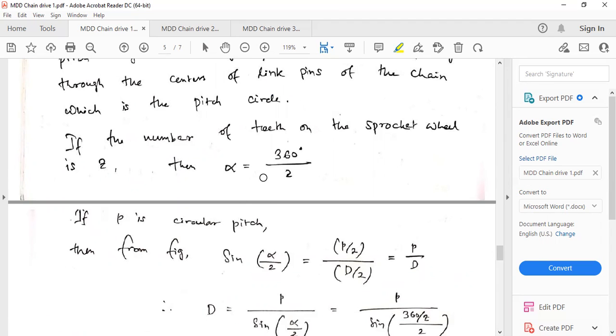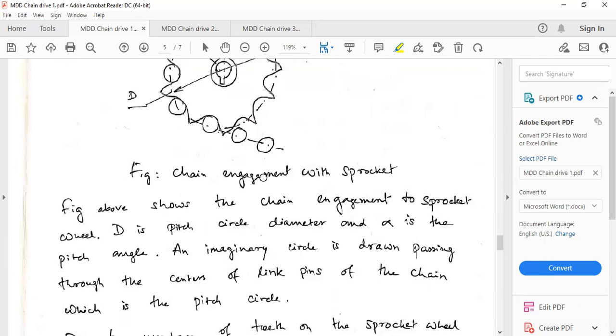This is not the angle of wrap. Don't get confused with that. This angle is called the pitch angle.